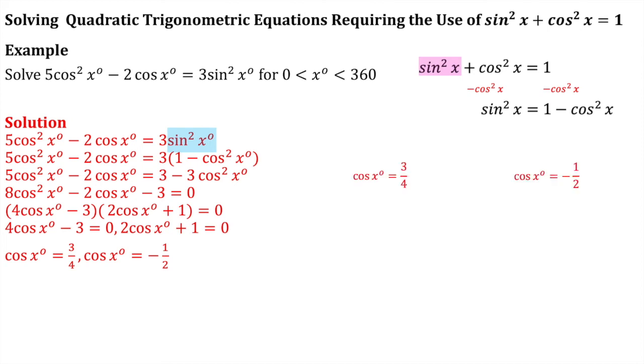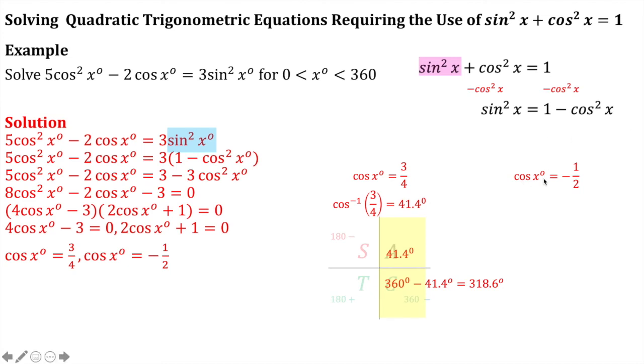So I've got these two answers for cos x, and again I'll take them separately, get a CAST diagram for each of them. So the first one, I know that cos x is equal to a positive number, and that means that the answers occur in the first and the fourth quadrants. So inverse cos of 3/4 is 41.4 degrees, and in the first quadrant my answer is 41.4, in the fourth quadrant my answer is 318.6.